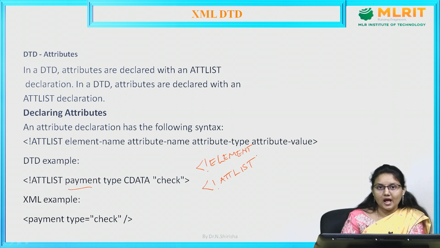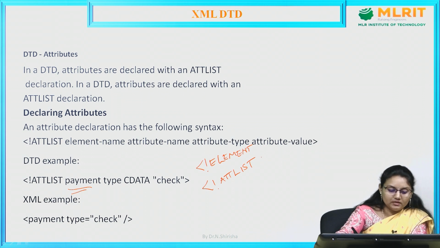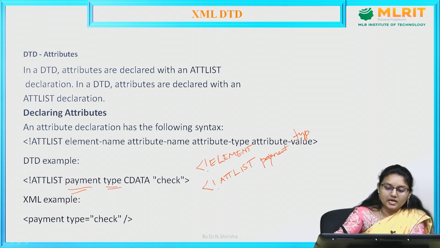Attribute list, ATTLIST, is nothing but attribute list. So payment. What is the payment? Payment is an element. For this payment, I am going to define the type. What is the type? Type is an attribute.